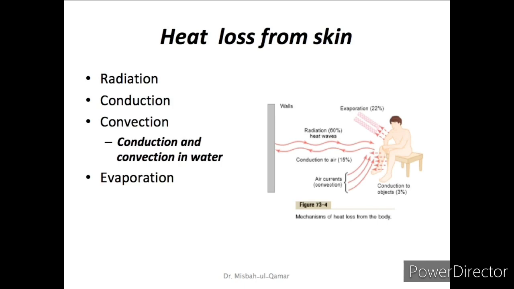Moving on to convection. Convection causes heat loss by the movement of air. And you should know that whatever heat is lost by the body is taken away by the convection currents. So if the surrounding air is cooler than the body, then heat can be lost very easily.